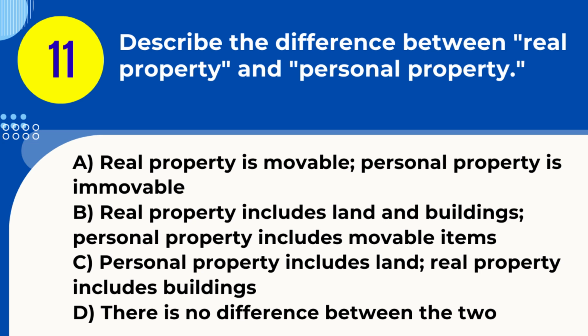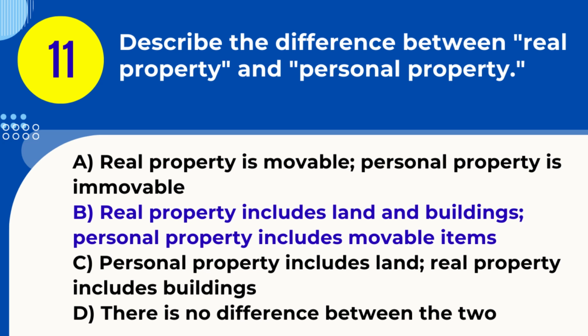Question 11. Describe the difference between real property and personal property. A. Real property is movable. Personal property is immovable. B. Real property includes land and buildings. Personal property includes movable items. C. Personal property includes land. Real property includes buildings. D. There is no difference between the two.